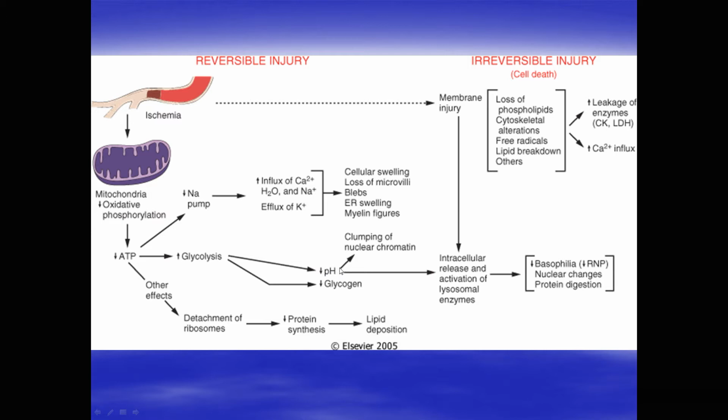The consequences of this acidification are shown here: damage to the nuclear chromatin and also decreased glycogen production, and especially activation of some lysosomal enzymes. Another effect of the ATP deficiency is the detachment of ribosomes from the endoplasmic reticulum, thus decreasing the protein synthesis.